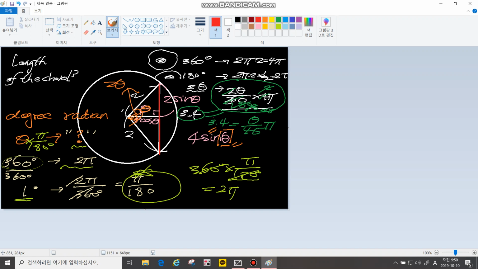Because theta is what we want to get, right? So now then, hold on a second, please. I need to erase this a little bit.